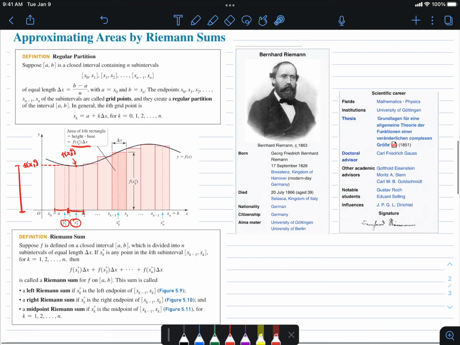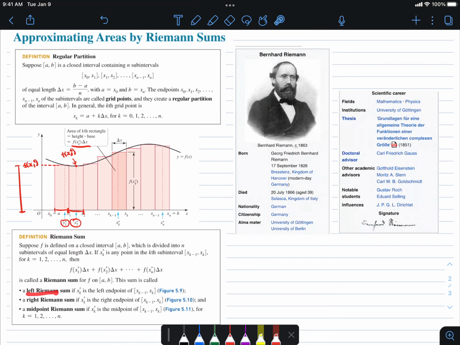So the Riemann sum is this sum here of the areas of all rectangles, each having the base delta x, which is the same for all of them, and each having the height f of x1 star, f of x2 star, and so on, being a point chosen within each subinterval. You can choose any one, but in three of the cases, we give them special names because those are the most common, the most used ones.